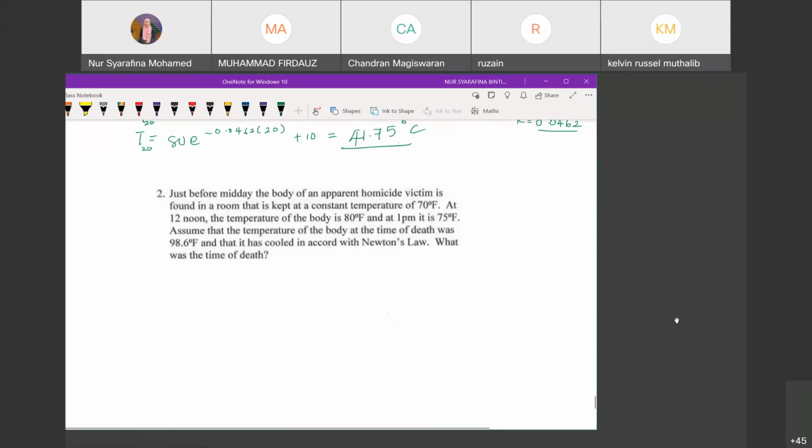Just before midday, the body of an apparent homicide victim is found in a room that is kept at a constant temperature, 70 Fahrenheit. At 12 noon, the temperature is 80, and at 1 p.m. it is 75. Assume that the temperature of the body at the time of death was 98.6 and that it has cooled in accord with Newton's law. What was the time of death? See, you can be a forensics now by using the differential equation, right? Okay, try to find it.